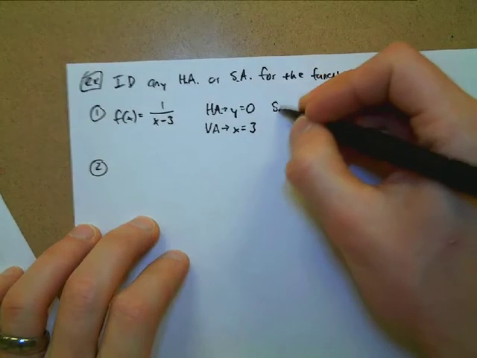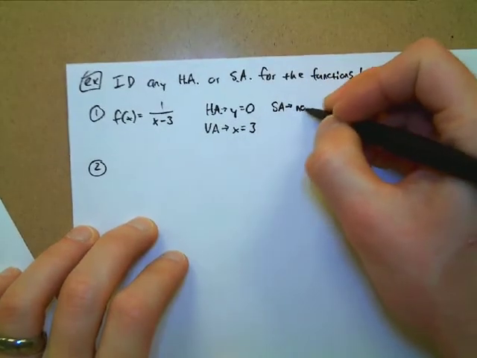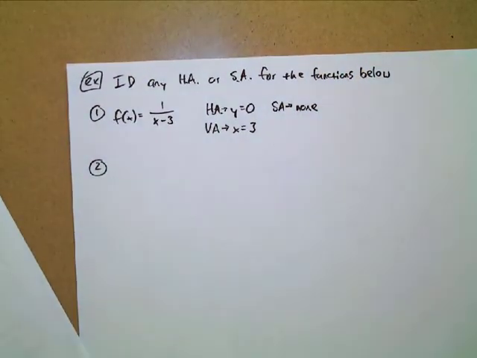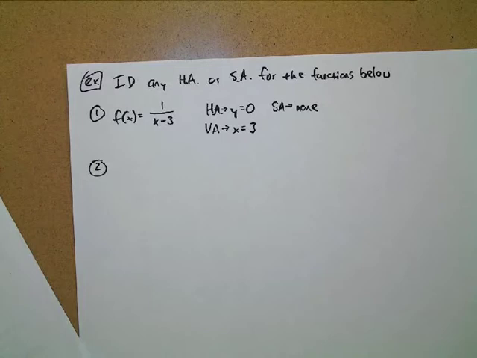You will never have a situation, Julian, where you're going to have both a slant asymptote and a horizontal asymptote. They are also mutually exclusive. Just like vertical asymptotes and holes are exclusive from one another, slant asymptotes and horizontal asymptotes are exclusive. You'll never have both, one or the other. Or neither, I should say.